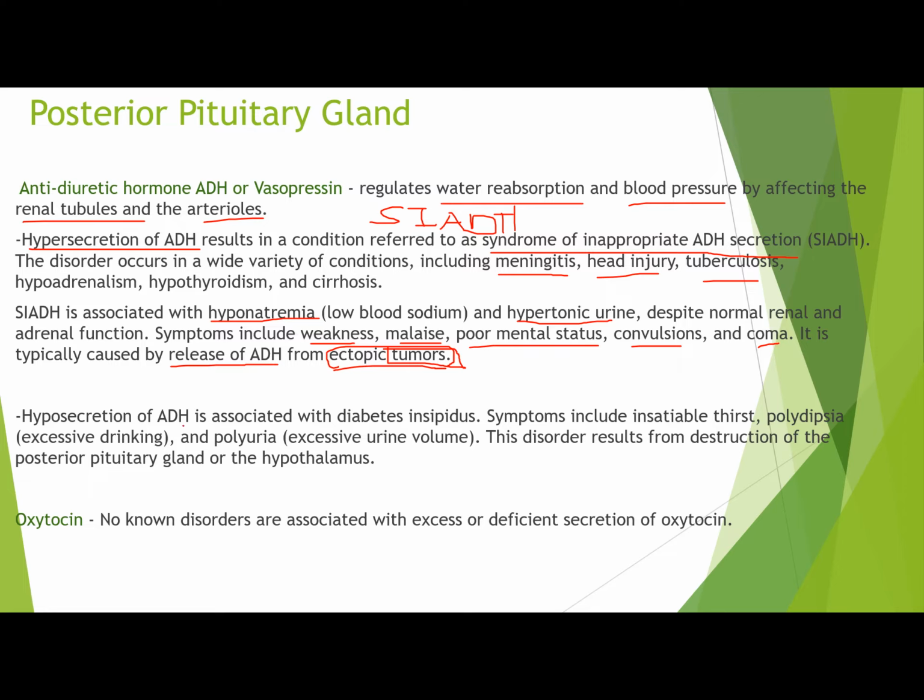While hyposecretion of ADH is associated with your DI or diabetes insipidus, symptoms would include insatiable thirst, polydipsia, polyuria, and resulting from the destruction of the posterior pituitary gland or the hypothalamus. Then the last hormone, yung oxytocin, known disorders are associated with excess or deficient secretion of oxytocin.